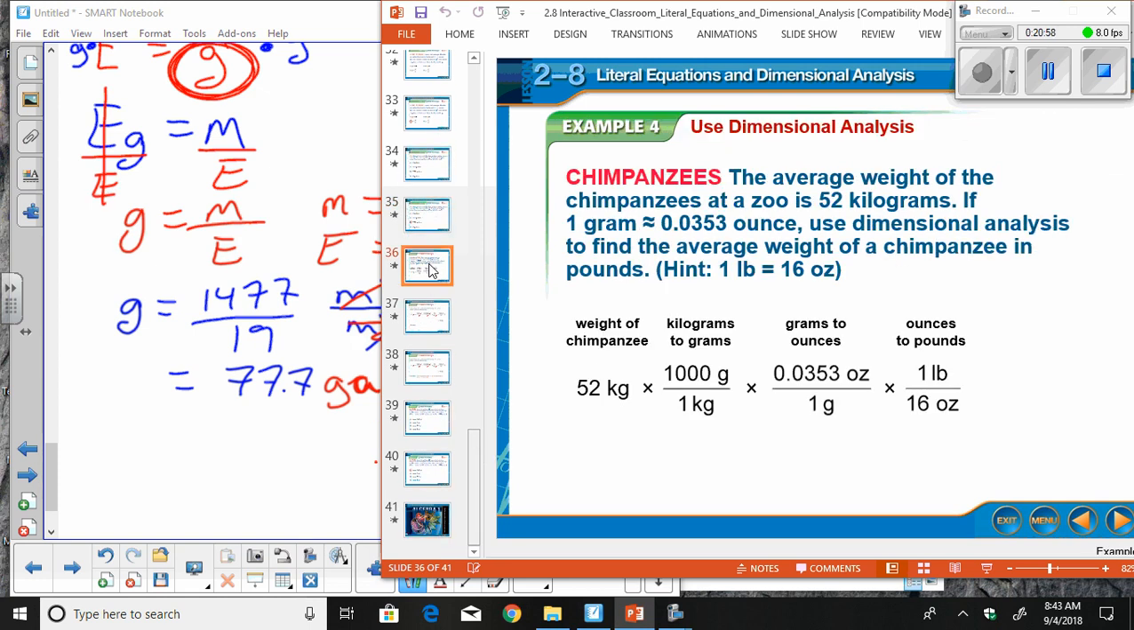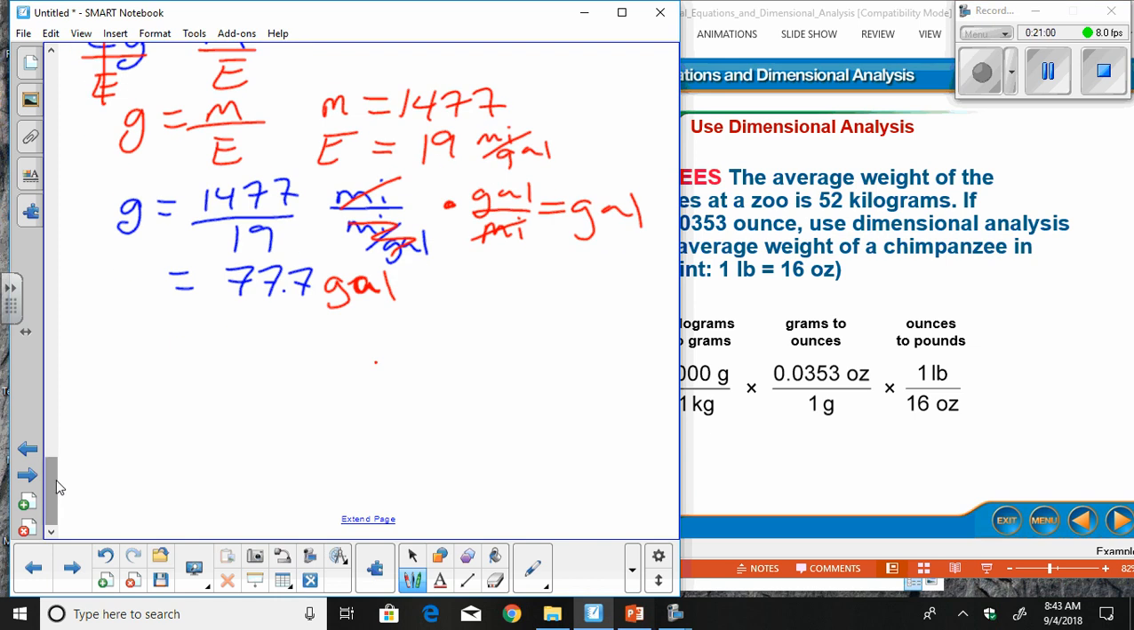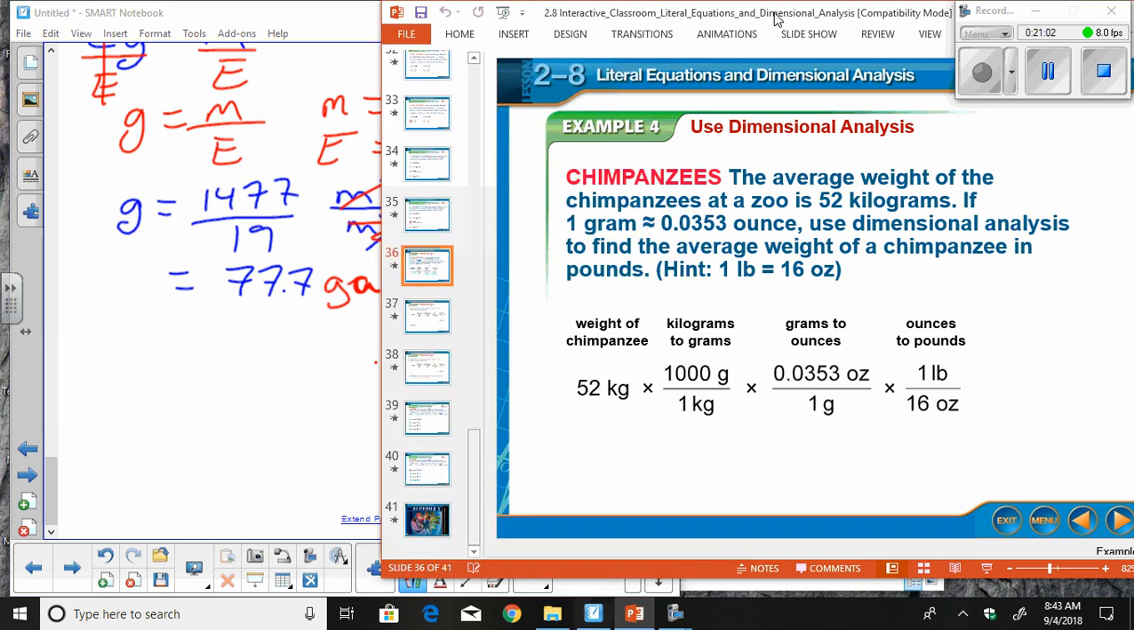Chimpanzees. The average weight of a chimpanzee at a zoo is 52 kilograms. If 1 gram is approximately 353/10,000th of an ounce, use dimensional analysis to find the average weight of a chimpanzee in pounds. So hence, 1 pound is equal to 16 ounces. So the weight of a chimpanzee is 52 kilograms. So we multiply that, since we need to get into ounces.